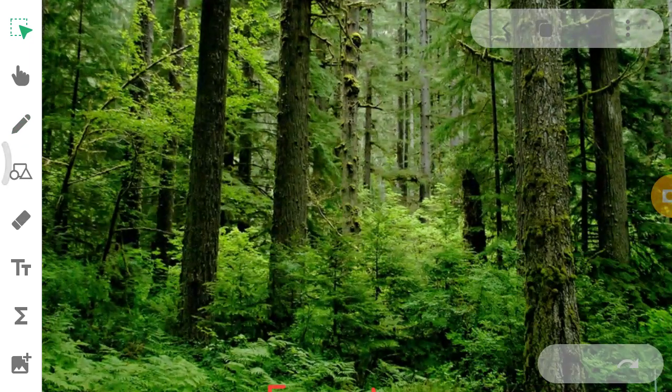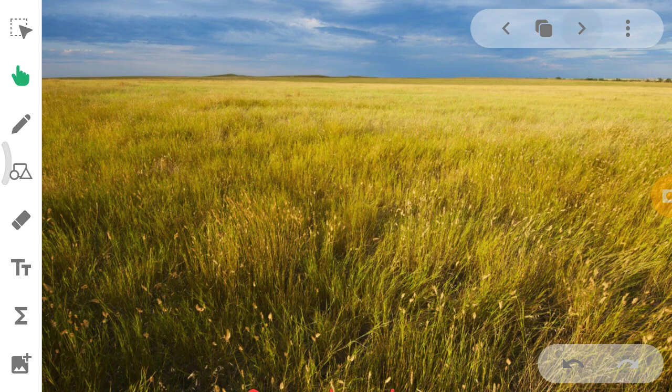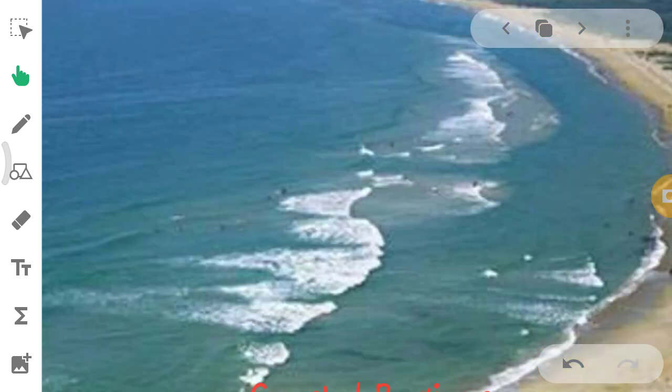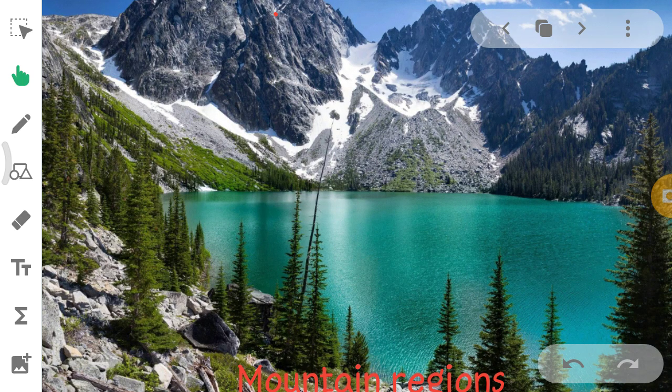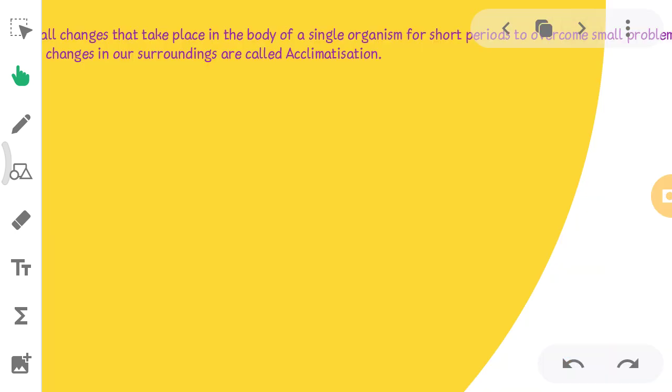So what is this? It's a forest. So we have number of terrestrial habitats. Some of them are forests, grasslands, deserts, coastal regions, and also mountain regions. Yes, let's learn in detail about all these habitats in the next video. Now let's move on to the next thing.